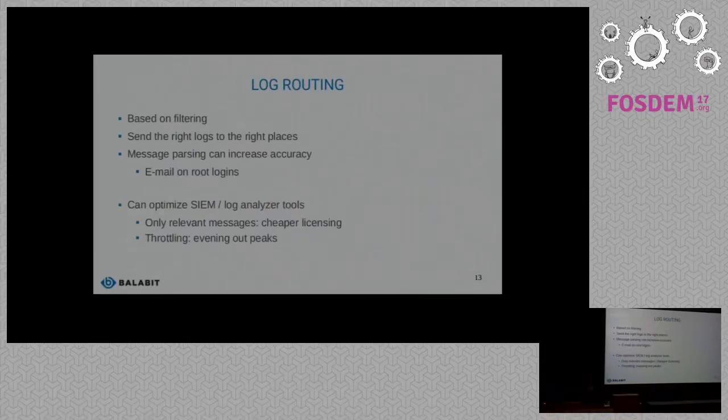Another way of scaling a logging architecture is making sure that you only send the right logs to the right places. So you don't send everything everywhere, but only a small fraction of the messages, what is really necessary. Log routing is based on filtering, and if you connect it with message parsing, which I explained previously, then you can even create a poor man's SIEM system, like sending an email on root logins.